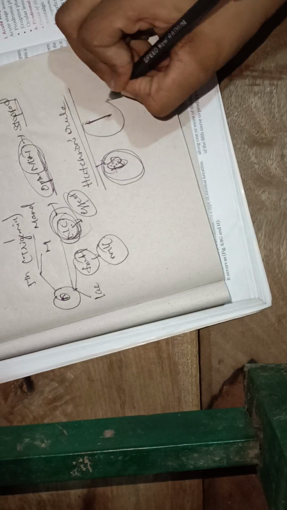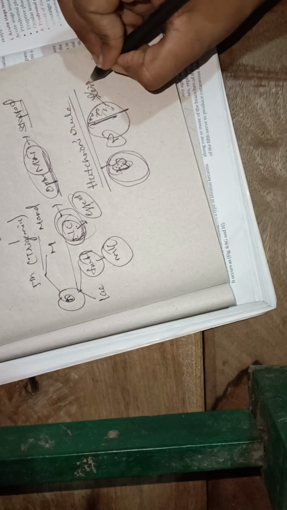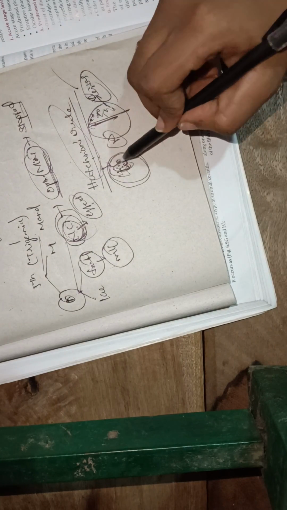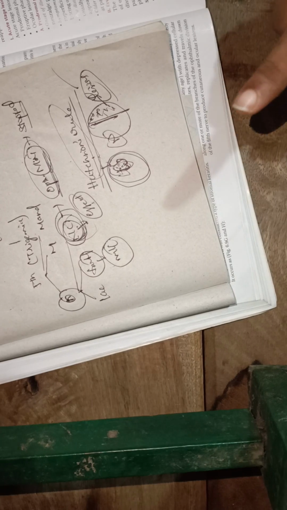In herpes zoster, one side of the face has vesicles while the other side is normal. Lesions are limited to one side only. And Hutchinson rule is present, meaning the tip of the nose is involved in herpes zoster virus. These are some of the important points.